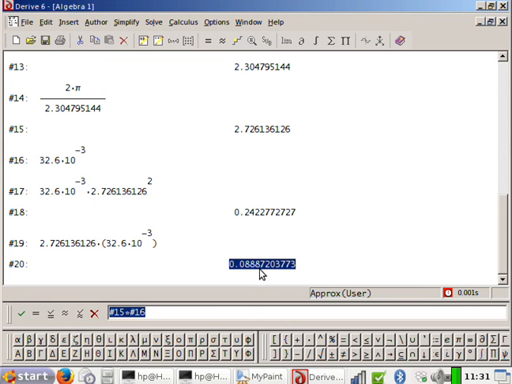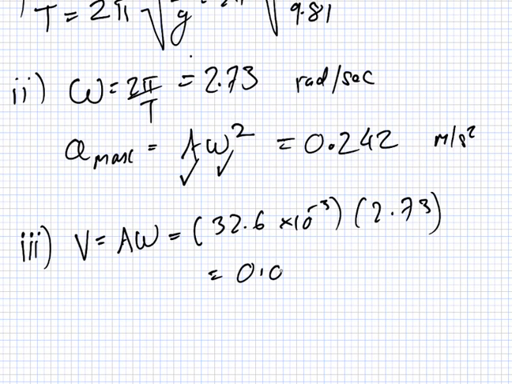0.088. How many 8s are there? 3 8s. 889. 0.0889 meters per second. And that's number 2 done.